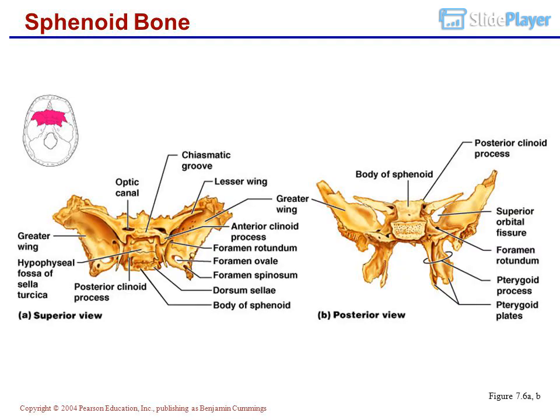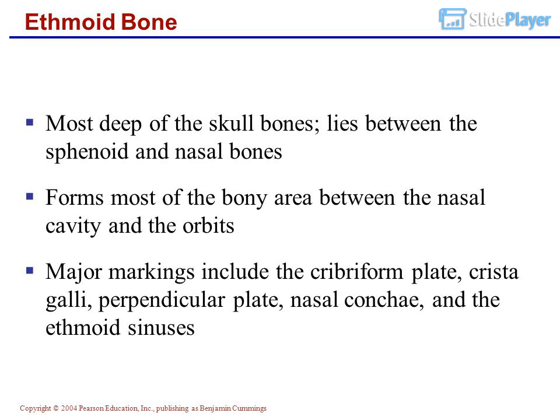Sphenoid bone. Figure 7.6a, b. Ethmoid bone. The most deep of the skull bones, it lies between the sphenoid and nasal bones. It forms most of the bony area between the nasal cavity and the orbits. Major markings include the cribriform plate, crista galli, perpendicular plate, nasal conchae, and the ethmoid sinuses.